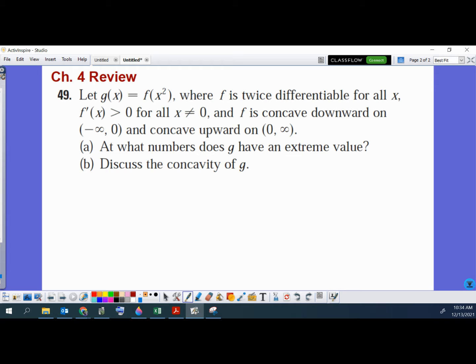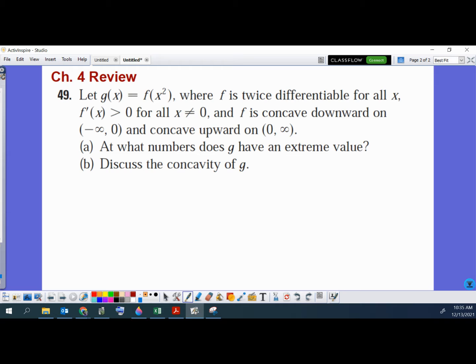So the context tells me, at what numbers does G have an extreme value? The way that's being asked, first of all, an extreme value would be a relative maximum or minimum, or a local maximum or minimum, not necessarily an absolute max or min, right? Although, since we're talking about the full domain of the function, one or more of them could also be that.